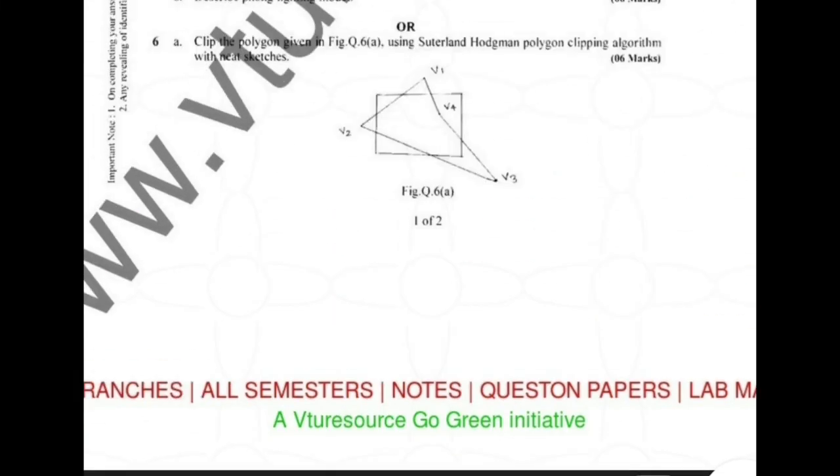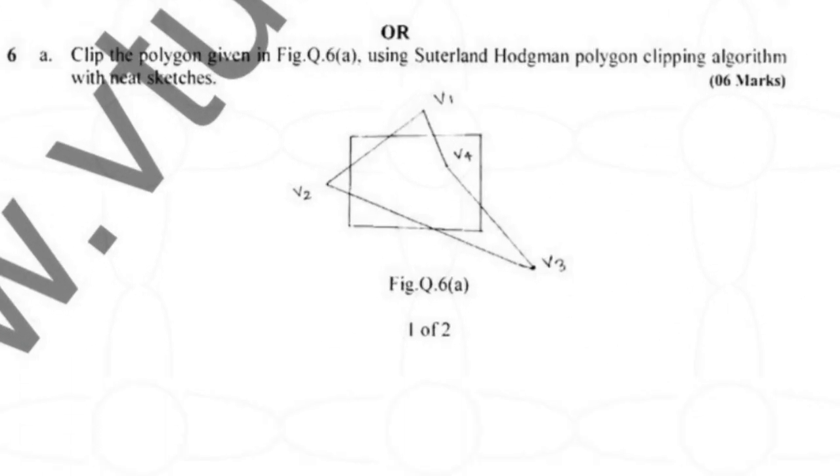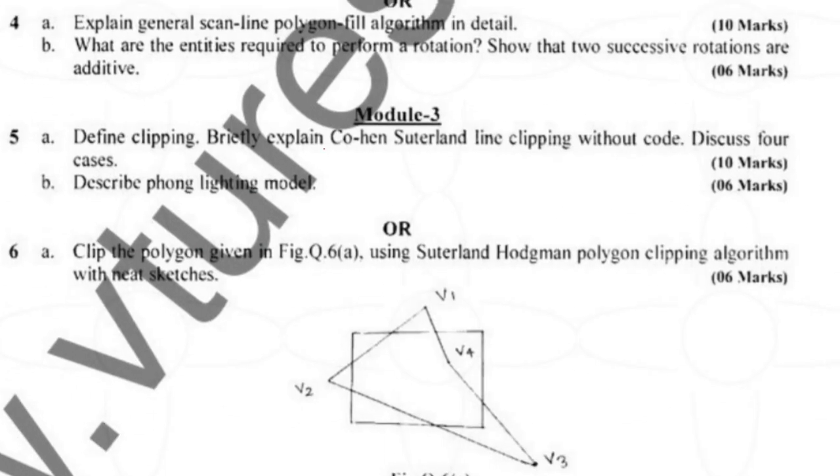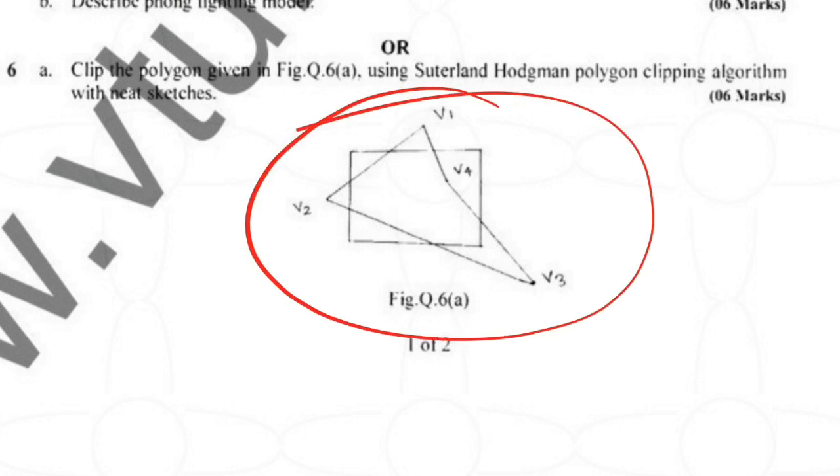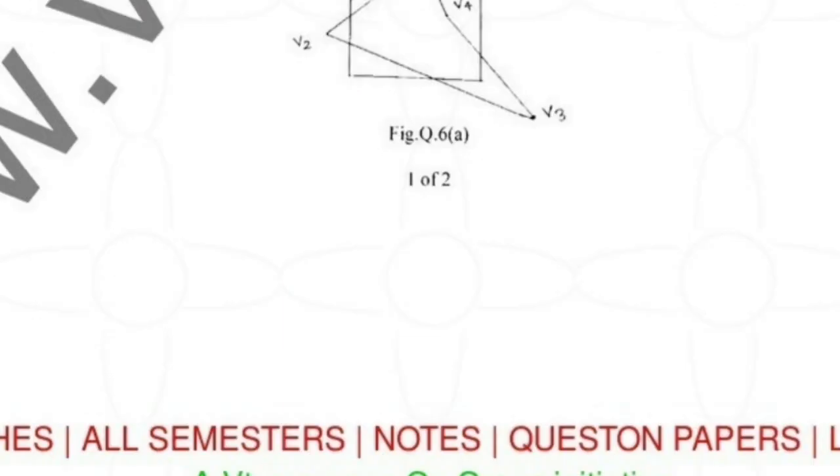Then in the third paper, what we have, so this is the clipping. Explain the Cohen-Sutherland clipping algorithm and Phong lighting model. Clip this using Sutherland-Hodgeman Polygon. So we'll be solving these type of questions, so that if a question like this comes, then what are the steps you need to follow to reach the final solution. That also we'll be discussing.